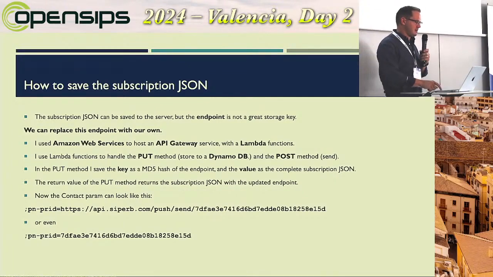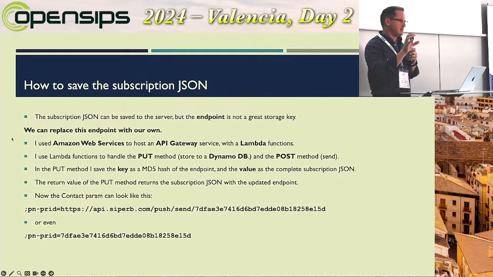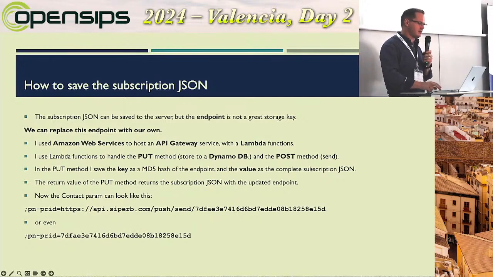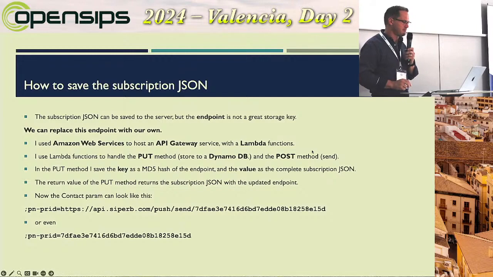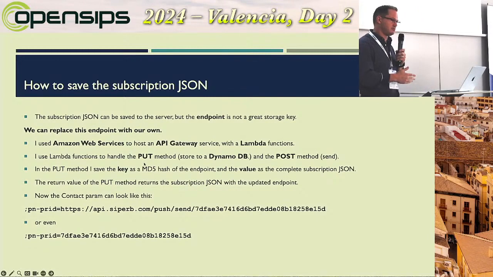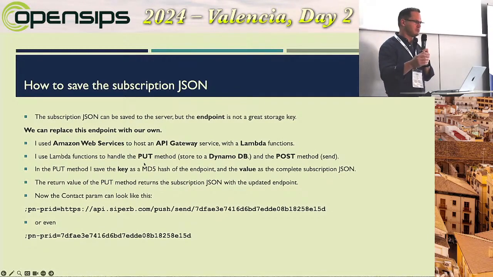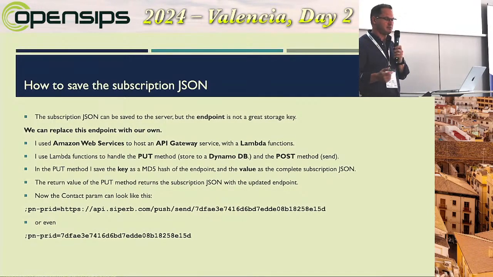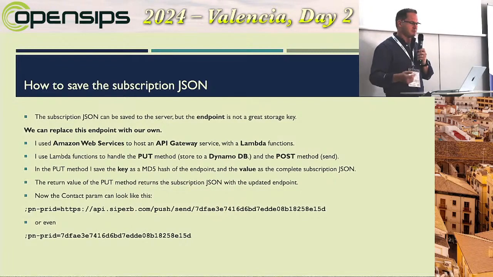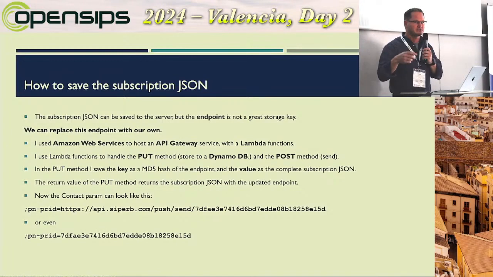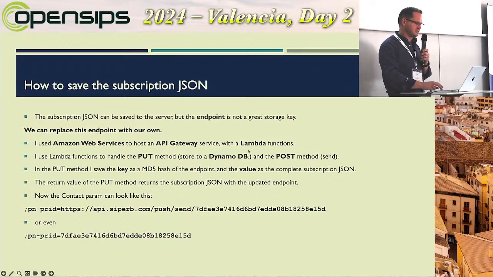In order to store this subscription JSON, I'm going to use Amazon Web Services. I'm going to use an API Gateway, and inside the API Gateway, I'm going to point to a Lambda function. Inside the Lambda function, I'm going to have a put method, which we saw earlier on. It's going to store my subscription JSON to a DynamoDB. That DynamoDB is a key-value pair database, and as per the name, I need a key, which we're going to develop, and the value is going to be my subscription JSON.